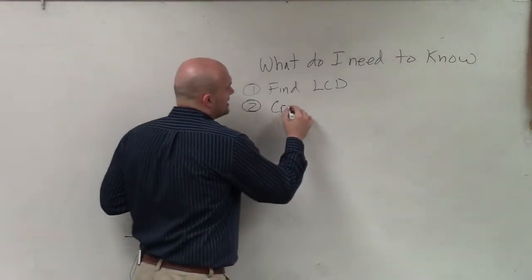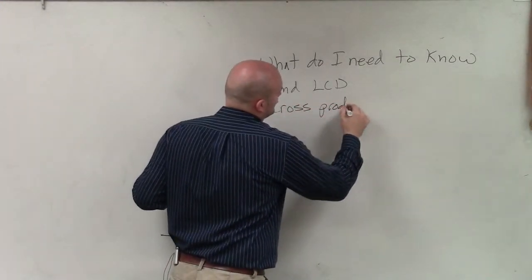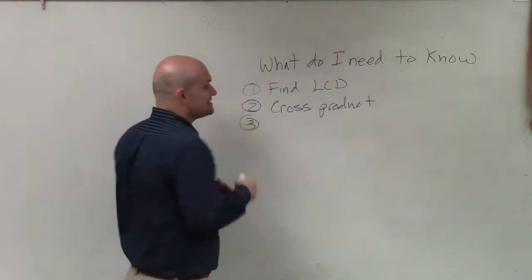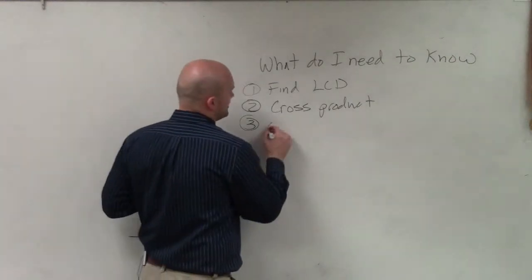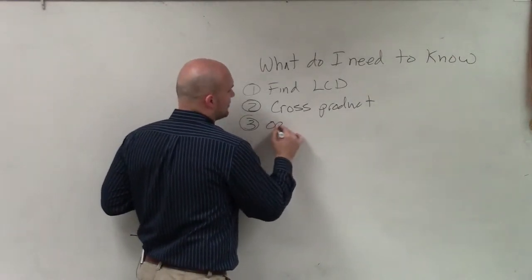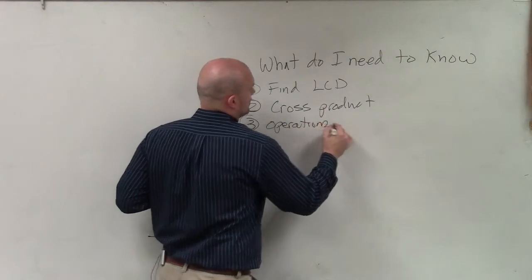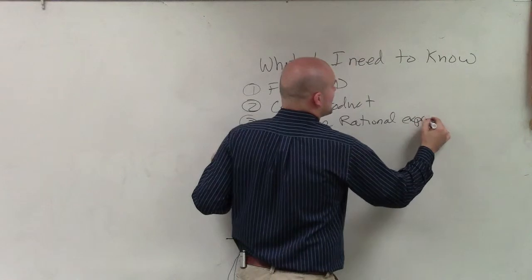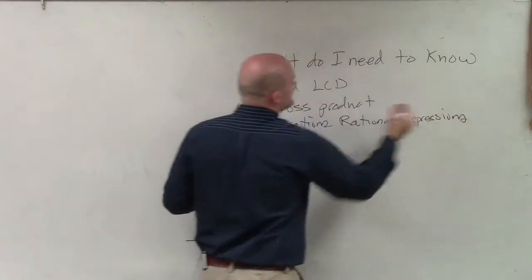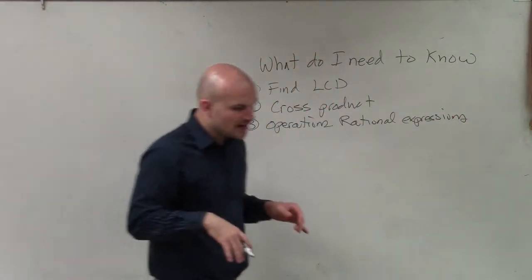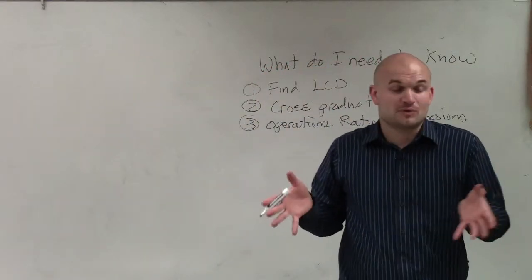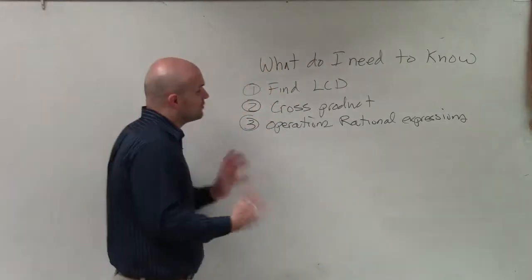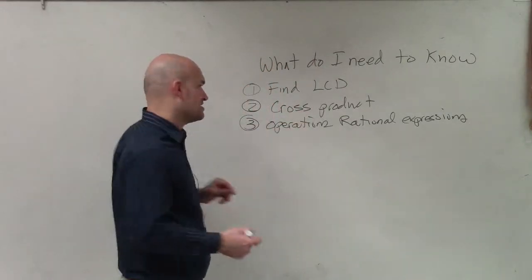We know how to apply the cross product. All right. We also need to know how to add, subtract, multiply, and divide, so it should be like the operations of rational expressions. So sometimes we'll have two rational expressions that we're going to want to add, subtract, multiply, divide. So we're going to want to apply that, and then we can apply the cross product.